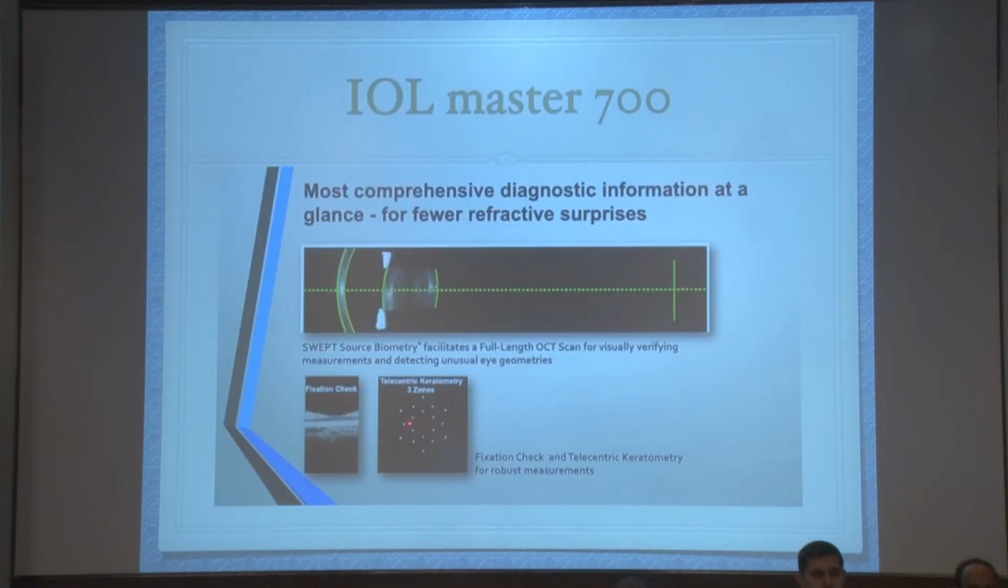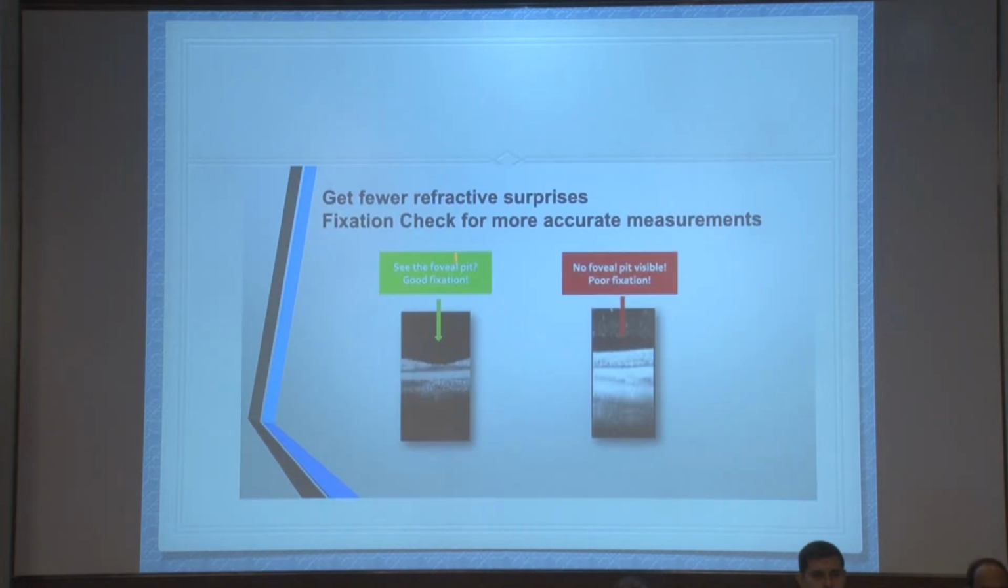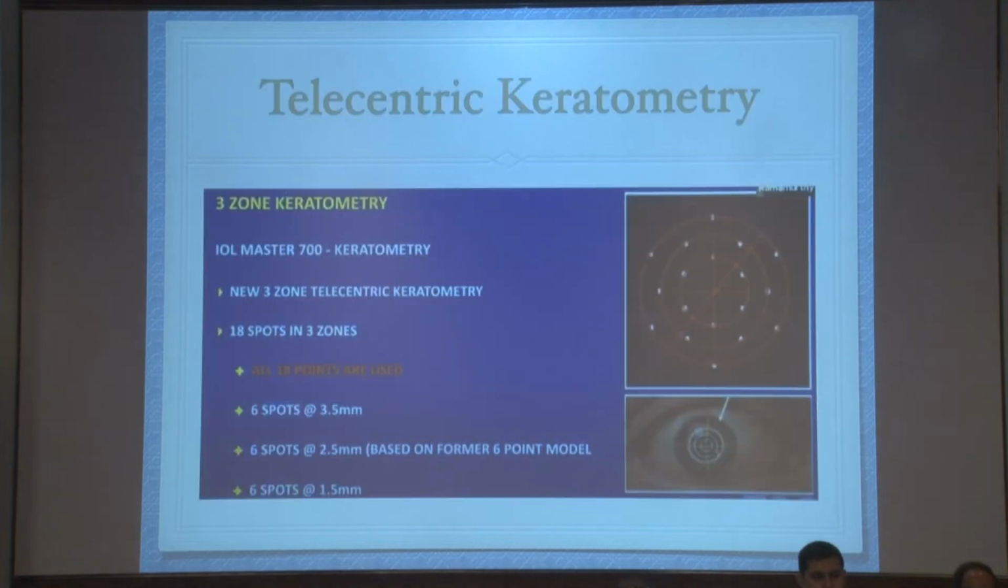So if you look at this, it's a telecentric keratometry which is used in 3 zones. We can really see, with the use of OCT, the foveal pit, and if we see a foveal pit, then it's a good fixation. If you don't see it, then fixation is not good. So this is how the 3-zone telecentric keratometry is used.